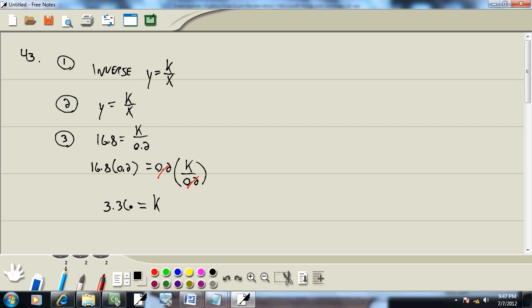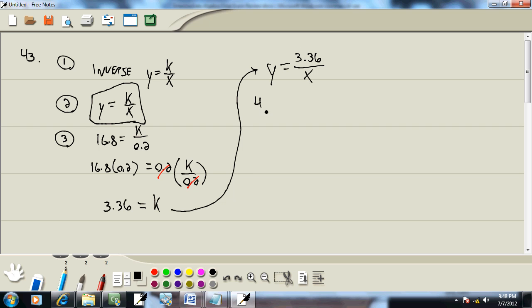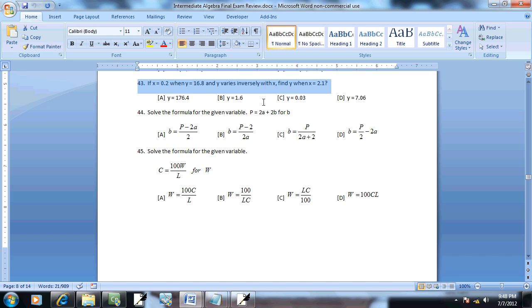I kind of hit my enter button twice. Let me try it again. 16.8 times 0.2, yeah, 3.36. It then says to plug that into your equation, your formula. So we're going to plug it in right here. So we got y is equal to 3.36 over x.